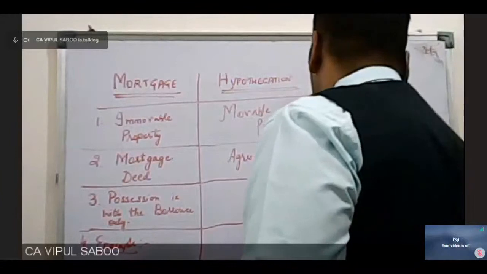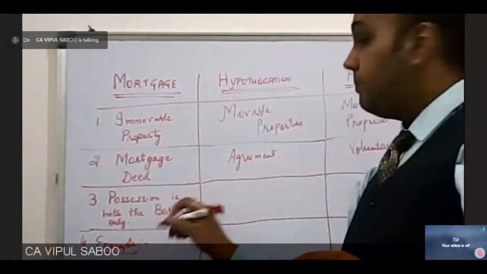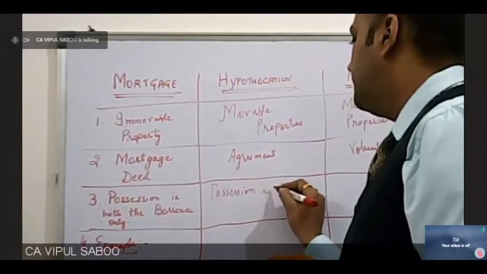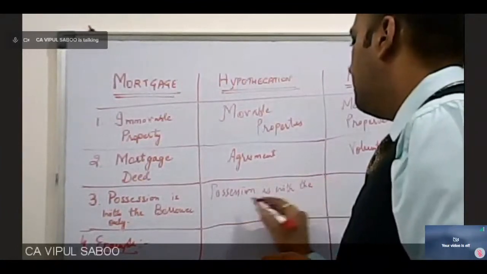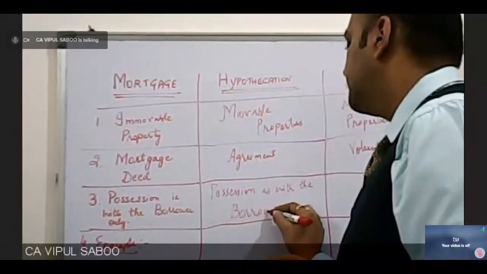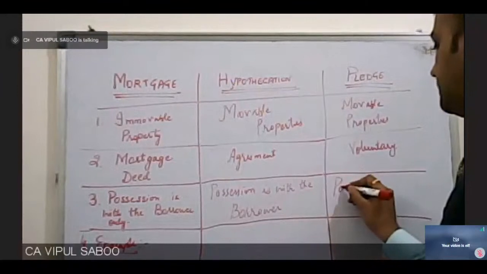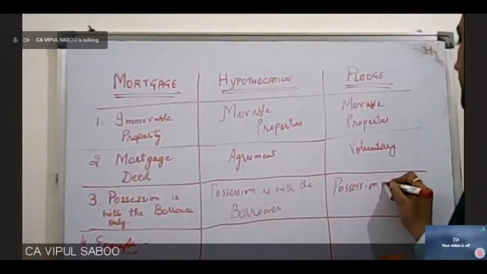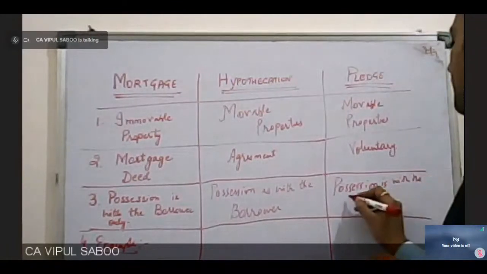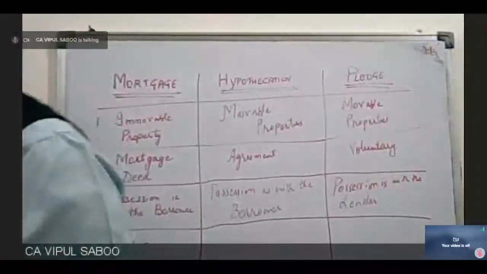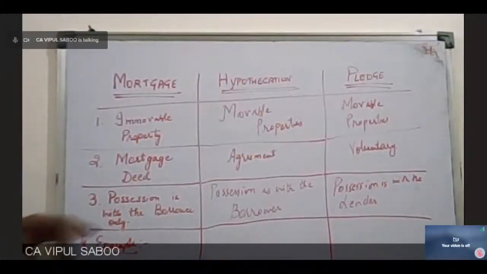Hypothecation. Possession is with the borrower. In the case of pledge, possession is with the lender. So mortgage, hypothecation and pledge. In case of pledge, the possession is with the lender.